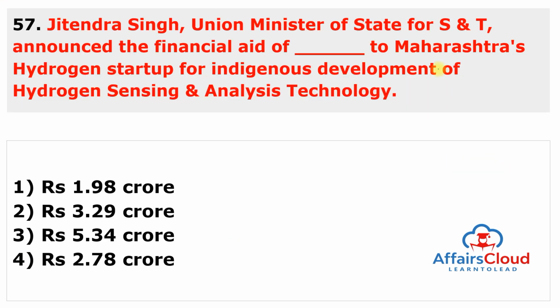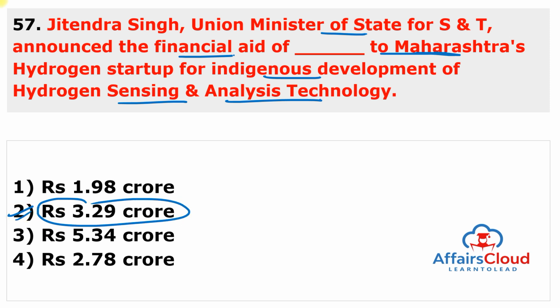Next question is, Jitendra Singh, the Union Minister of State for Science and Technology, announced a financial aid of dash rupees to a Maharashtra hydrogen startup for indigenous development of hydrogen sensing and analyzing technology. This question is specially for Maharashtra students, and the amount is 3.29 crore rupees. So, the answer of this question is second.